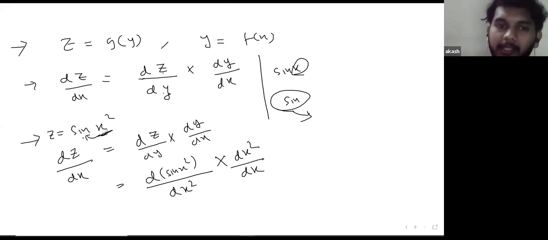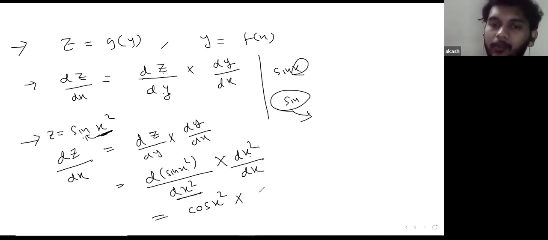The function that was changed, we differentiated it with respect to that function only. Now this is only the differentiation of sine of some angle. So that will become cos x square into the differentiation of x square, which is 2x. Is this clear why the differentiation of sine x square is cos x square?